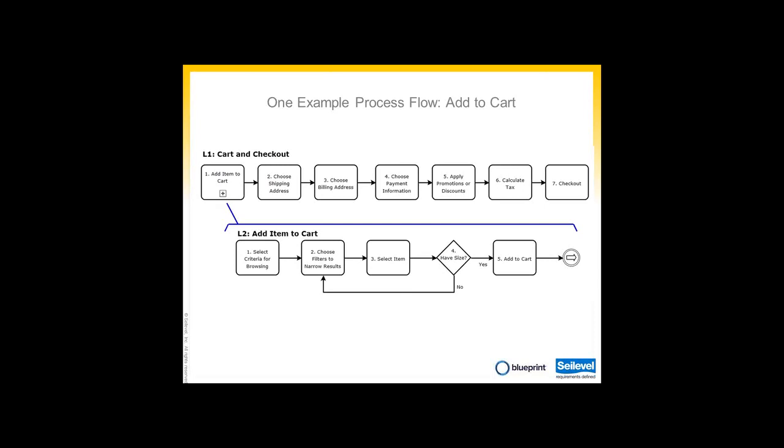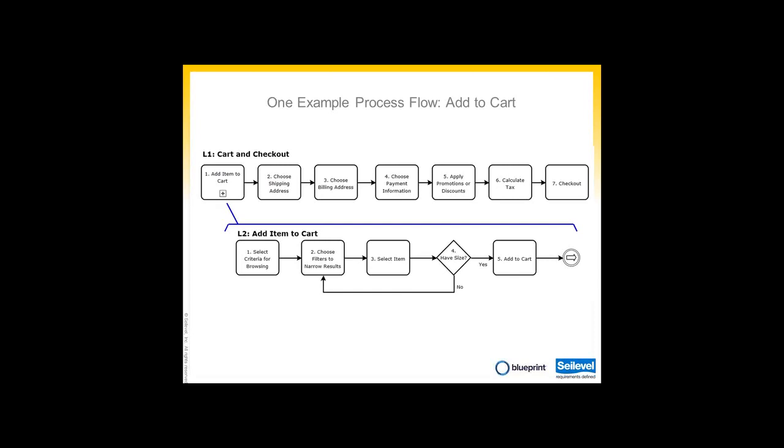There's not a lot of branching at that level. It's really about orienting what is the full life cycle here. So I put an item in my cart, I choose an address, a billing address, I choose payment, and so on, all the way through checkout. So that's our top level, but then we go into our L2, which is that level 2, one level below it, and I'm taking that add item to cart step and breaking it out into a lot more detail, okay?